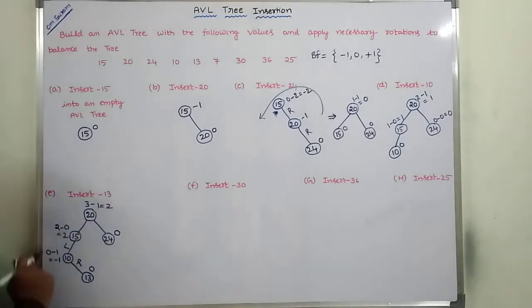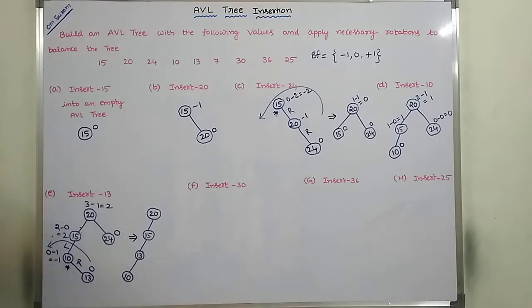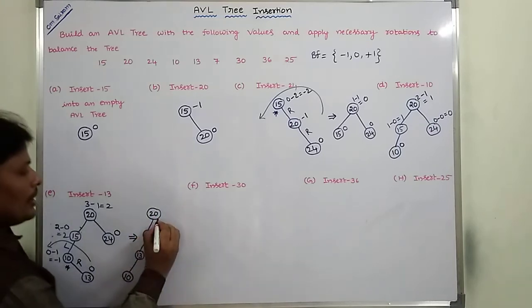In the LR rotation, first we have to perform rotation on this edge. Next, we have to perform rotation on this edge. First, here we are performing the rotation operation with respect to this node. Here R means right, and now we are performing the left rotation. So now we perform the rotation operation in this way. After performing the rotation operation, 13 goes to this place and 10 goes down. In this way we get to the next node, 24.